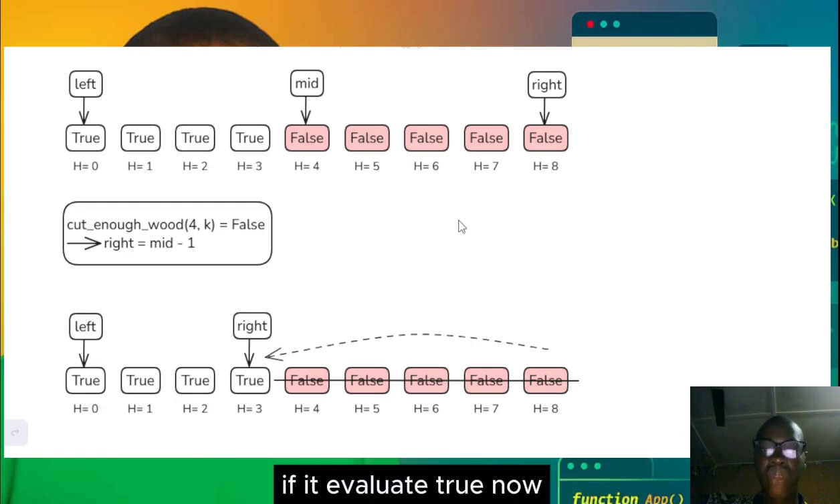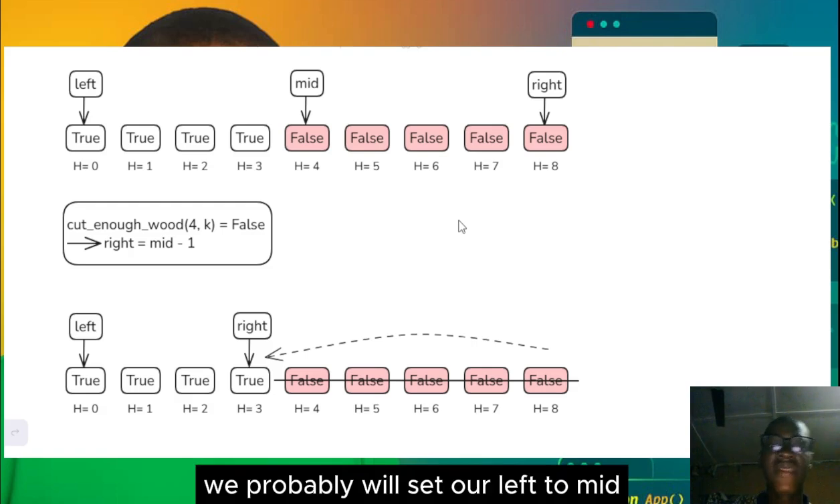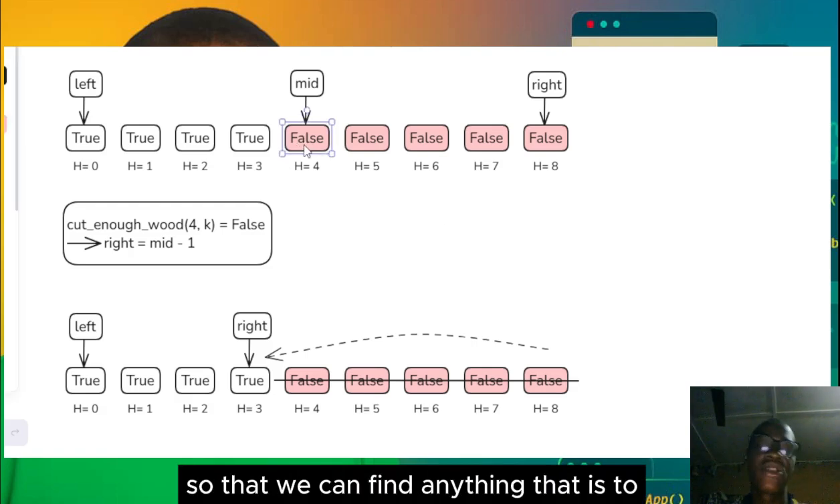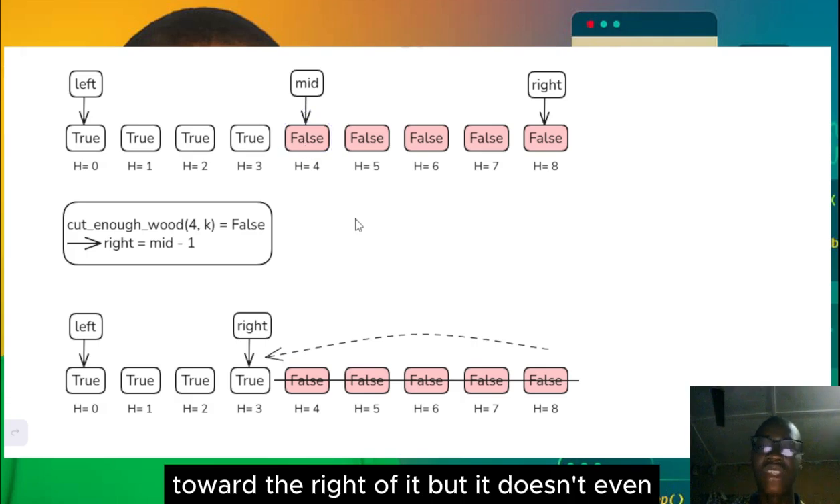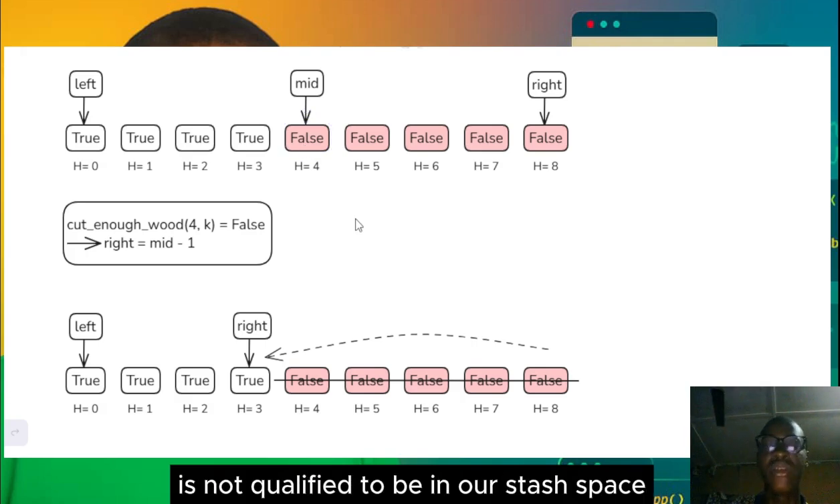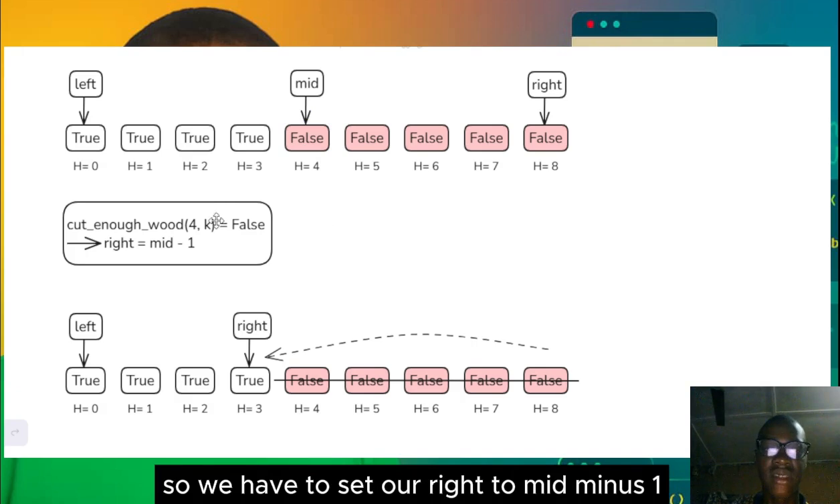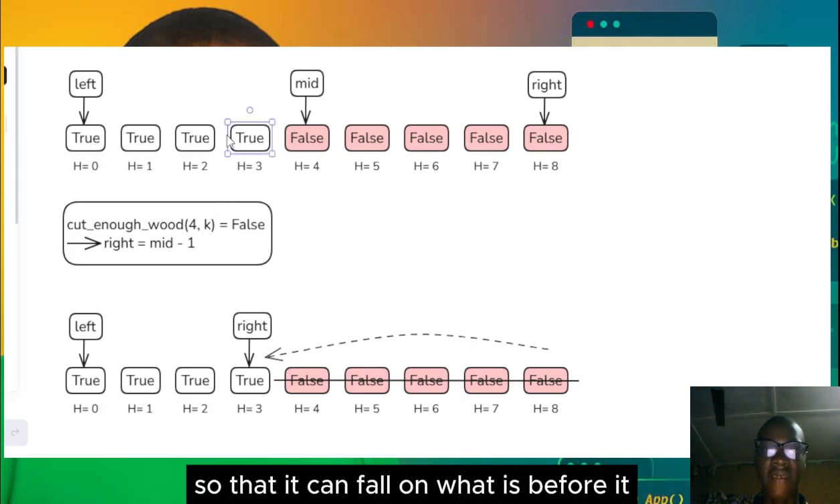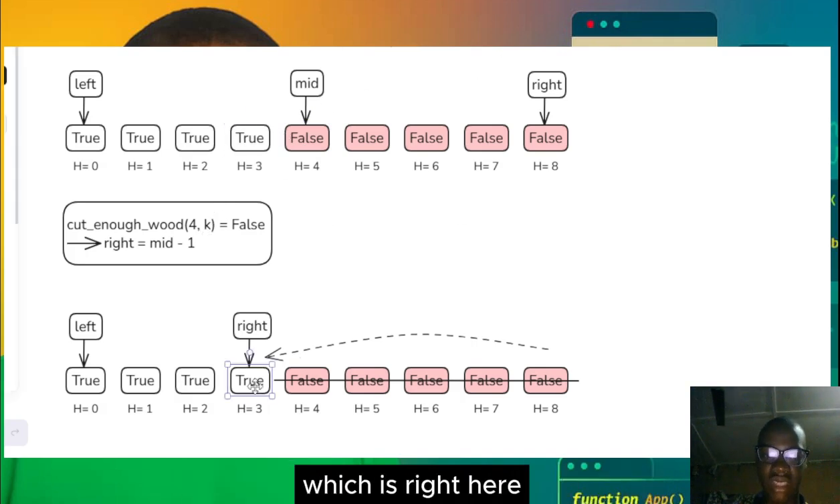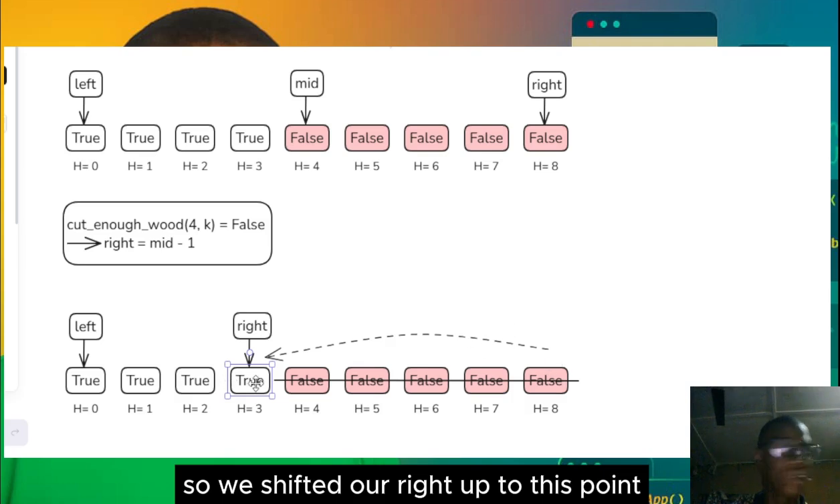If it evaluates true, we probably will set our left to mid so that we can find anything that is toward the right of it, but this is not qualified to be in our search space. So we have to set our right to mid minus 1 so that it can fall on what is before it, which is right here. So we shifted our right up to this point.